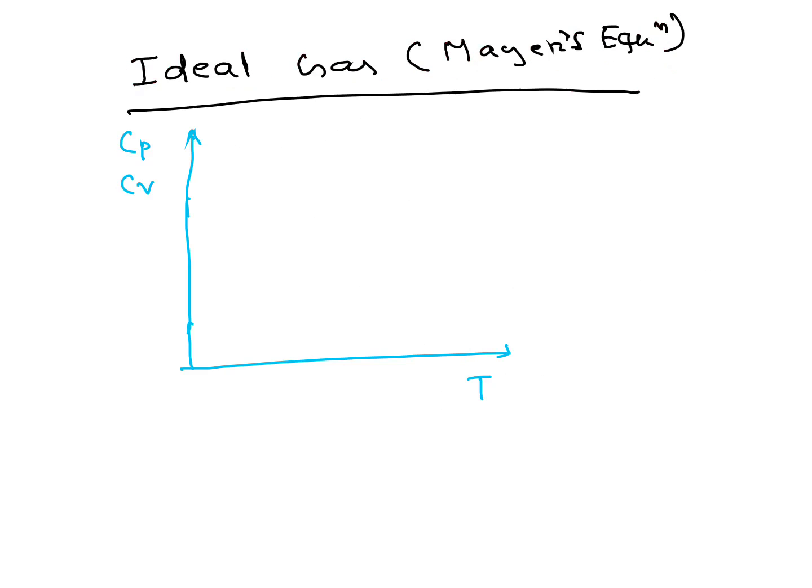For ideal gas, Cp and Cv versus temperature graph, we know Cp minus Cv equal to R. Here graph will come like this. This is Cp, then here Cv, and gap is R. This is Cp, then Cv.